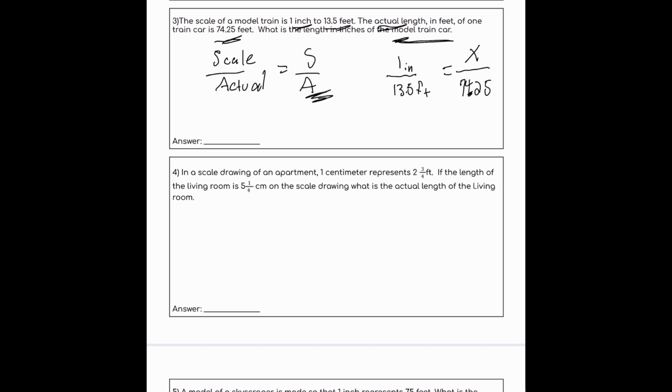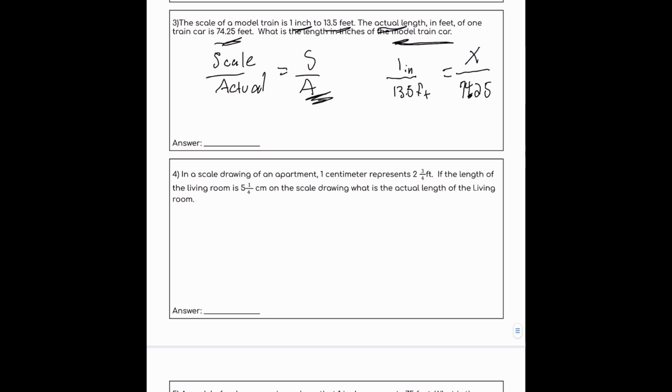So if I cross multiply, I'm going to get 13.5 X equals 74.25. Okay, I'm going to divide by 13.5, and I know I'm running out of room. Divide by 13.5, and I'm going to get 5.5. X equals 5.5. So I put 5.5 there, and the units are inches.